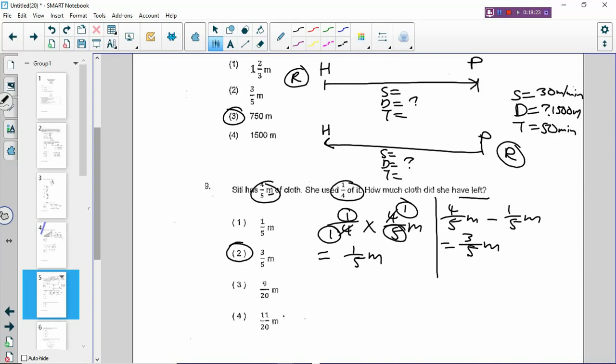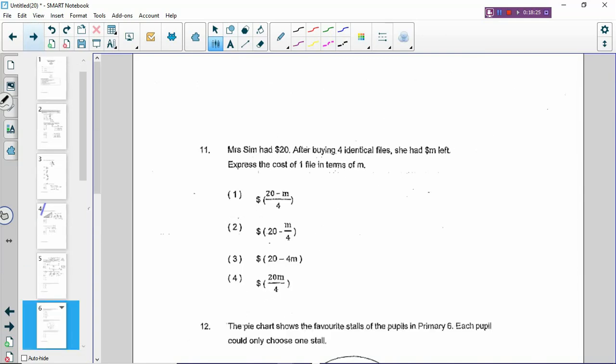Okay, let's go to the next one. Question 10. Mrs. Sim had $20. After buying 4 identical files, she had $M left. So can you find the cost of one file in terms of M?